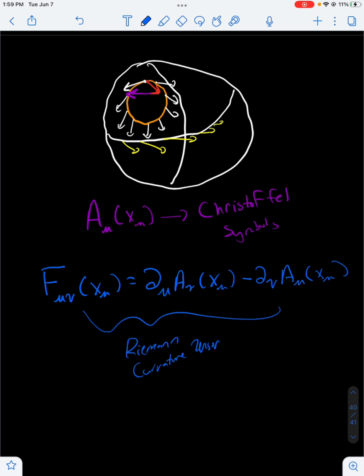So the EM field, like the actual electromagnetic field, tells us how curved our field space is. And then the EM potential, the electromagnetic vector potential, tells us how strong the curvature of our manifold is, since our curvature will depend on the EM potential. And the EM potential could also be thought of as the Christoffel symbols.